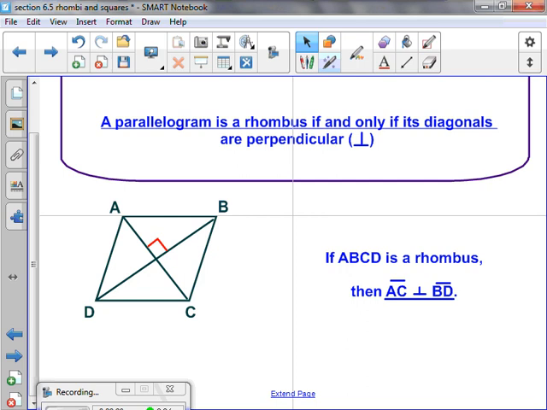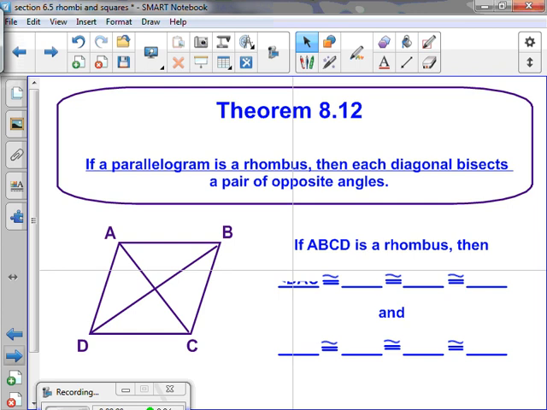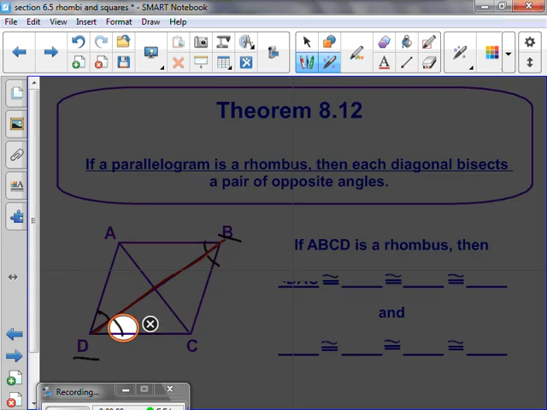But first, theorem 8.12. If a parallelogram is a rhombus, then each diagonal bisects a pair of opposite angles. This one's a little tougher to understand, but all that's saying is that if we have a rhombus, then each diagonal will cut the two angles that it touches, namely B and D, in half. So B will be cut into two equal parts, but also D will be cut into two equal parts. Now these are the same. This right here is the same as this right here. And in fact, it's the same as that one, and it's the same as that one.